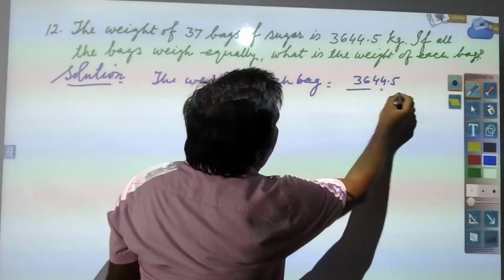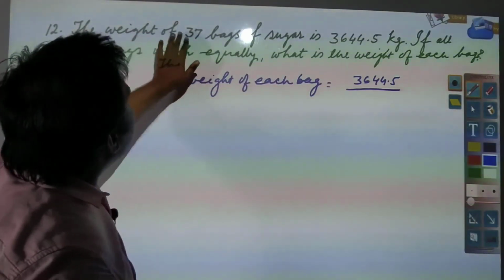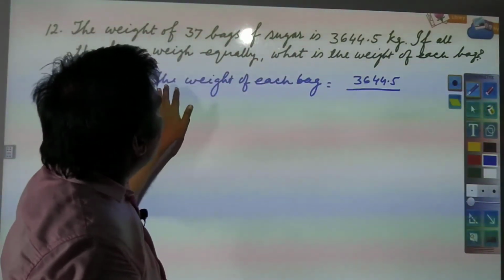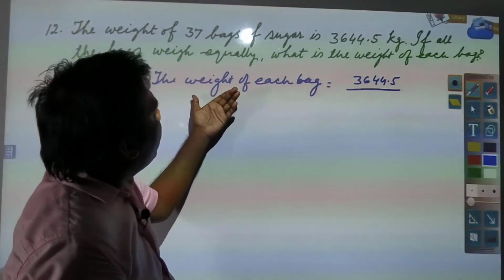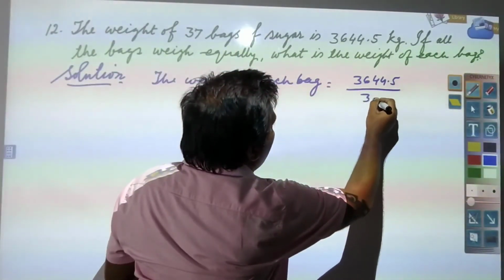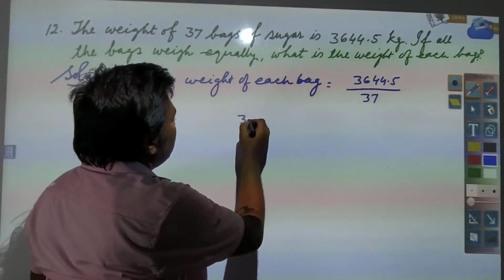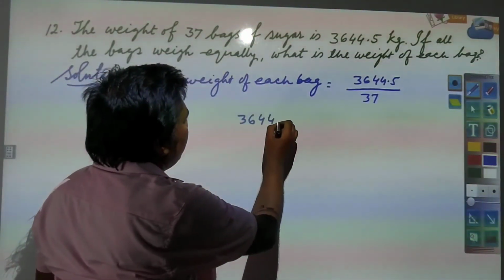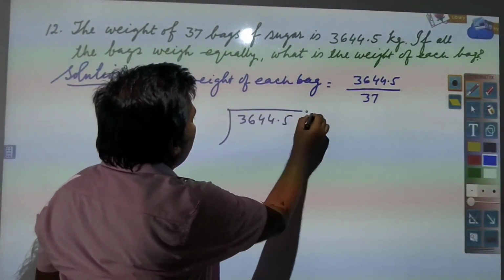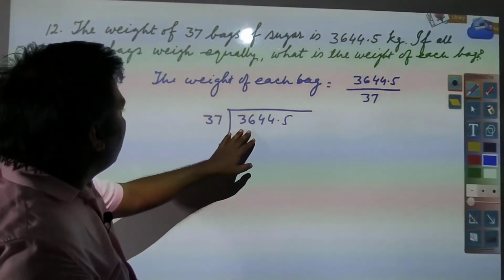3644.5 kg divided by the number of bags, the weight of 37 bags. So then only the weight of one bag can be found out. So by 37 you divide. So now it is needed to be divided. 3644.5 divided by 37. You see how many times it will go?